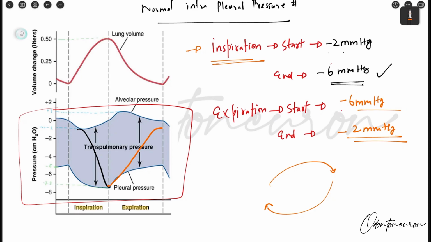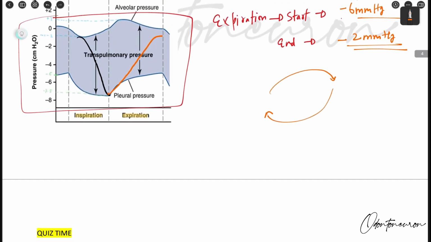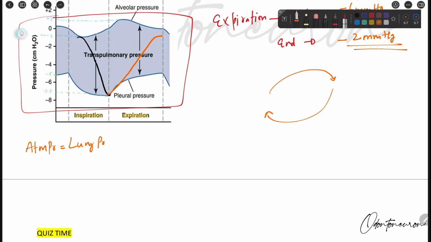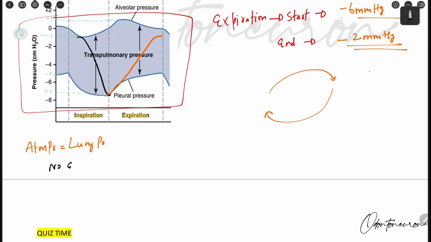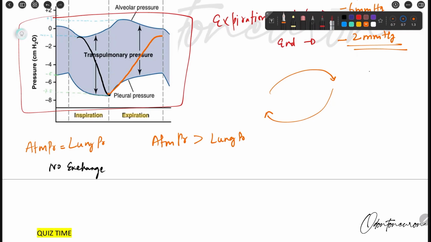And one more thing which I would like you to know is the relation between your atmospheric pressure and your lung. Just imagine your lung is a sponge filled with air. When your atmospheric pressure is equal to your lung pressure, there is no exchange of gases. It's completely nil. But when your atmospheric pressure is greater than your lung pressure, then the diffusion happens, then the exchange happens.